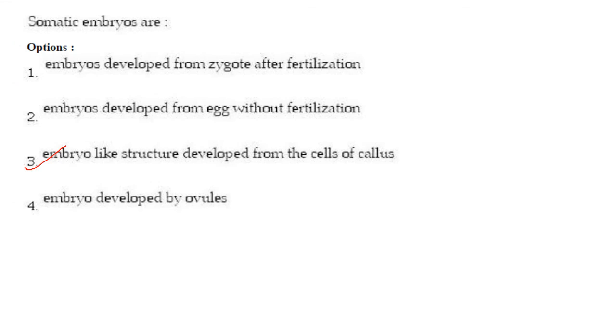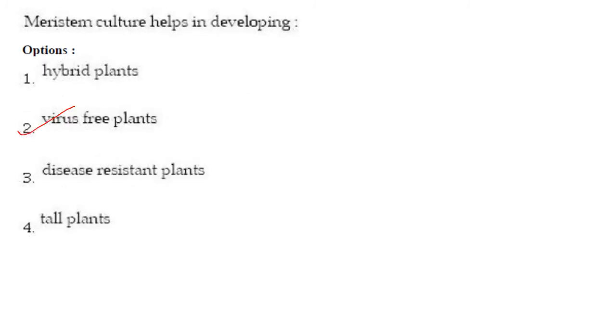Next one. Somatic embryos are option 1, embryos developed from zygote after fertilization, 2, embryos developed from egg without fertilization, 3, embryo-like structure developed from cells of callus, and 4, embryos developed by ovules. Answer is option 3, embryo-like structure developed from the cells of callus. Next one. Meristem culture helps in developing option 1, hybrid plant, 2, virus-free plants, 3, disease-resistant plants, 4, tall plants. Answer is option 2, virus-free plants.